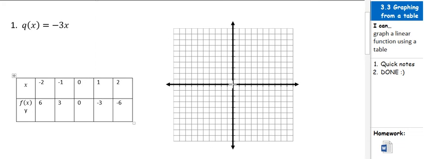-2 means I'm going to go left 2. 6 means I'm going to go up 6 because it's positive. 1, 2, 3, 4, 5, 6. I'll put a little dot there. So there's my first spot. Now I'm going to insert a new dot. This one's at -1, 3. 1, 2, 3.